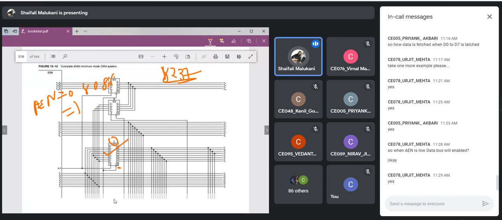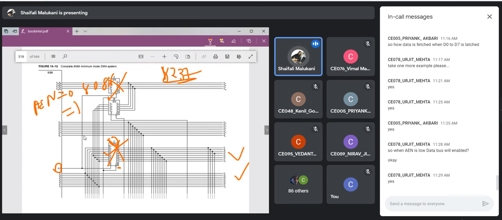Whenever it is 0, according to ALE, this data will get dispatched. When it is 1, what will happen is remaining to discuss, which we will see. But whenever it is 1, this is simply disabled, and this is disabled. Both of them are disabled.